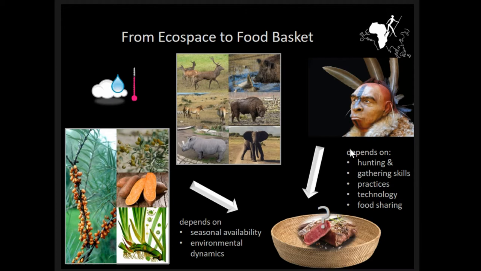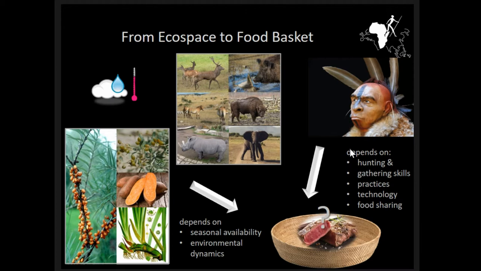we can examine, and that's what I'm doing together with my colleague Angela Bruch, the composition of the environment, the climate, but also the plants and animals which are principally available for exploitation. How the dynamics of the system depends on the seasonal availability of some of these resources, but also general environmental dynamics like the difference between a glacial and an interglacial. Of course, the resource spectrum which is available differs a lot.